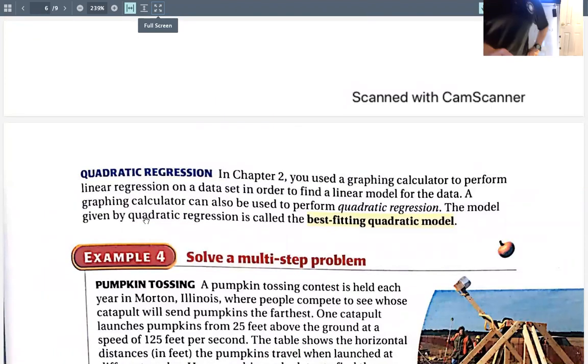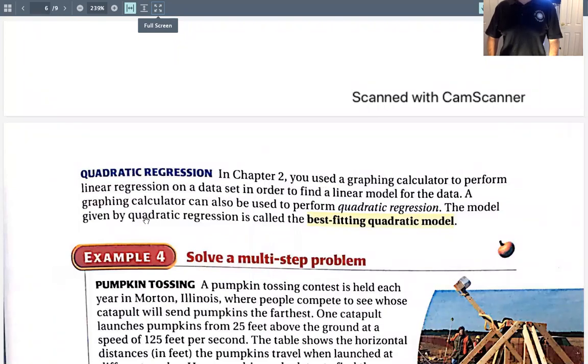So if you look here, it says quadratic regression. So I don't know if you guys in algebra did linear regression models. Did you guys do that? Don't think so. No. Heard of them, but we didn't do them.